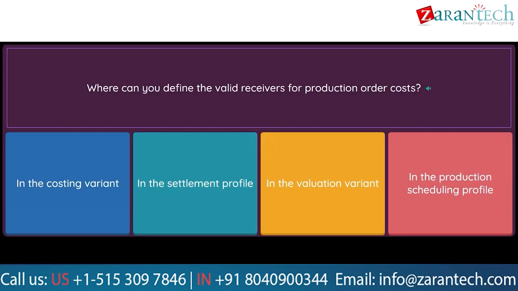Question: Where can you define the valid receivers for production order costs? Option 1. In the costing variant. Option 2. In the settlement profile. Option 3. In the valuation variant. Option 4. In the production scheduling profile.